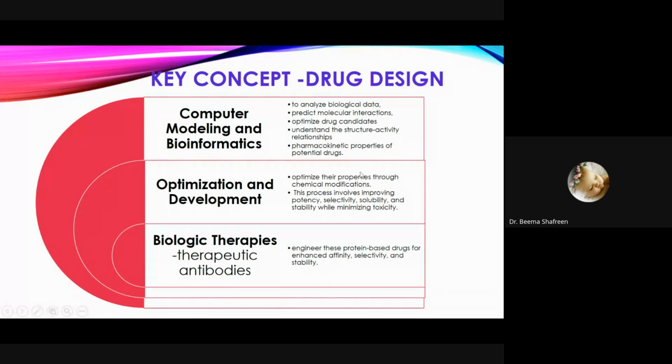Thereby, their toxicity can be minimized. The other biological therapy is the therapeutic antibodies, which are being produced by engineering the proteins. Protein-based drugs are being enhanced or designed in order to enhance the affinity, selectivity, and stability of the particular protein to the particular target of the disease-causing agent.